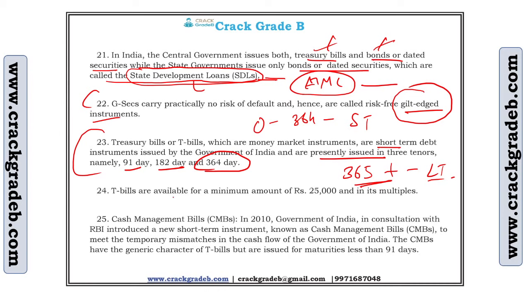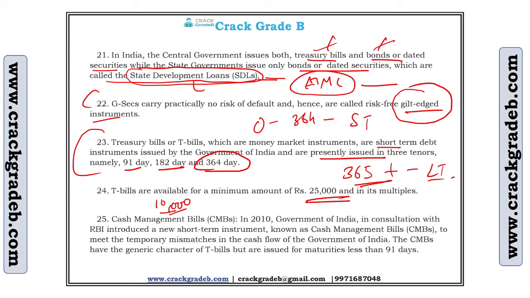Okay, T-bills are available for a minimum amount of 25,000 and in multiples. But in case of retail direct investment, if you are following our current affairs, I think the day before yesterday there was a video in which we explained the retail direct investment. The minimum for you and me is 10,000. We can invest rupees 10,000 in the government bonds, right?